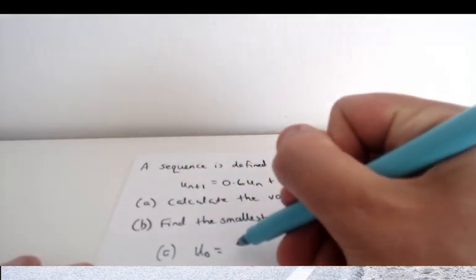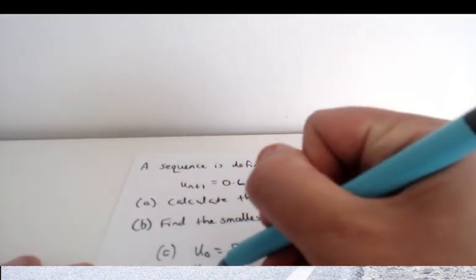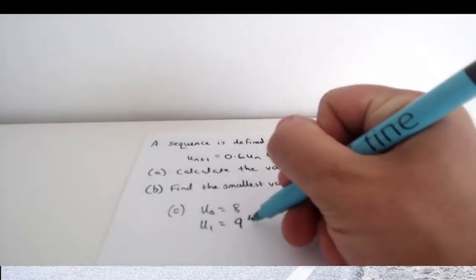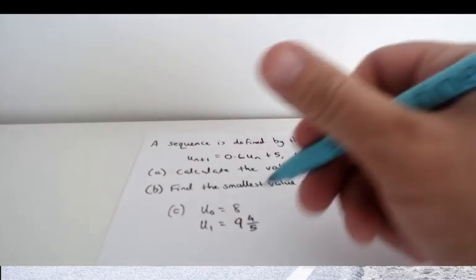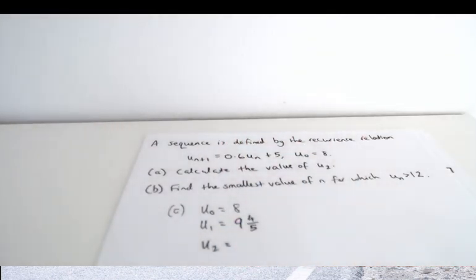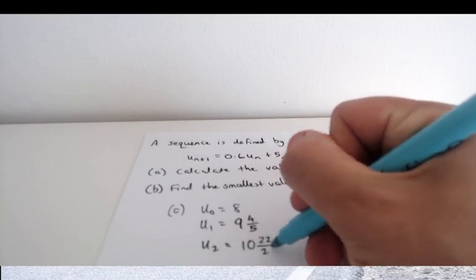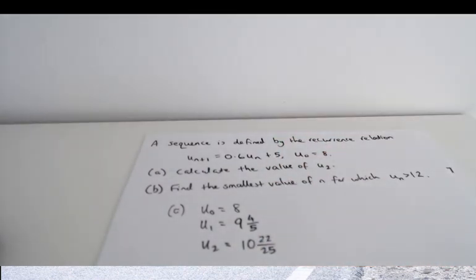So U0 is 8. U1, again I'll use my calculator for this. So if you're all ready, hit 8, which is the initial value, then hit equals, then times by 0.6 plus 5, hit equals. You should get 9 4/5. It wants U2, so I just hit equals on my calculator, and I get U2. Again, I'm just going to keep my answer as a fraction to save any rounding.